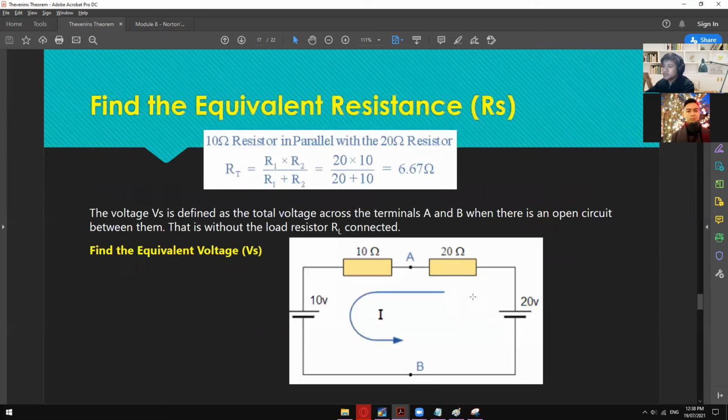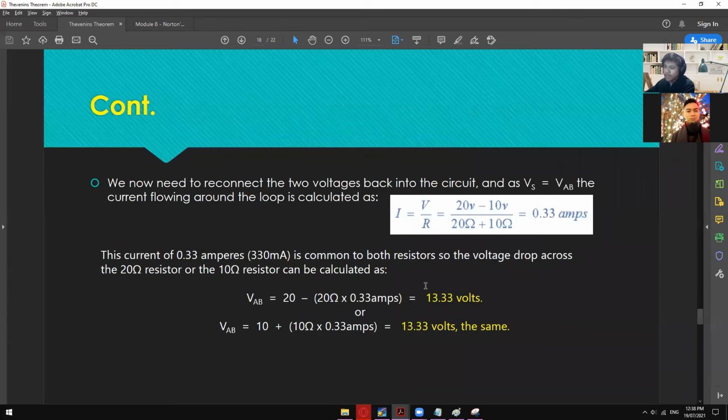So from here, you can already solve the voltage drop across this one and then the voltage drop across this one and then verify if we have the same result. If we have the same result, then that's the correct answer for your VTH. So the potential voltage on the VAB, I think this is the right side, 20 volts. So this is the right side part minus the voltage drop, which is 20 times 0.33 amps, you will get a voltage source of 13.33, or a Thevenin's voltage of 13.33 volts.